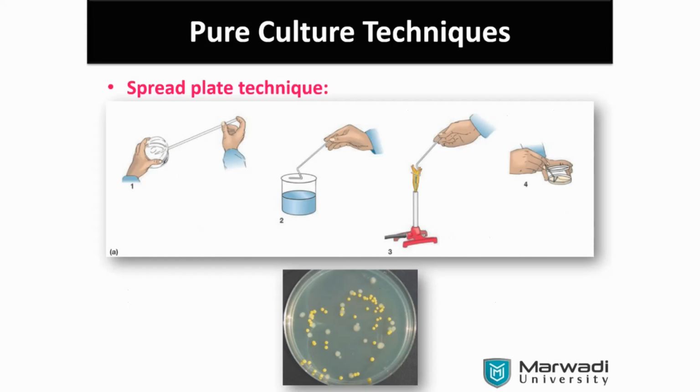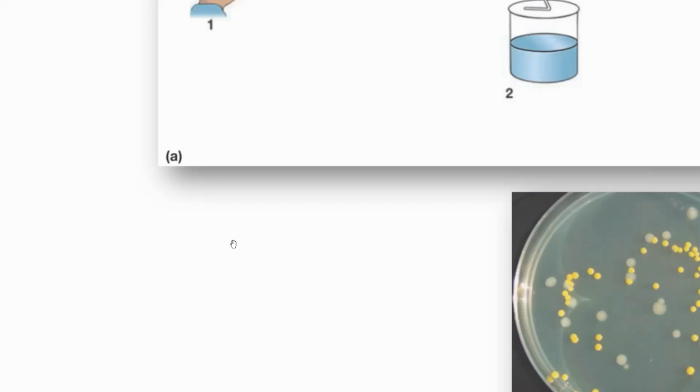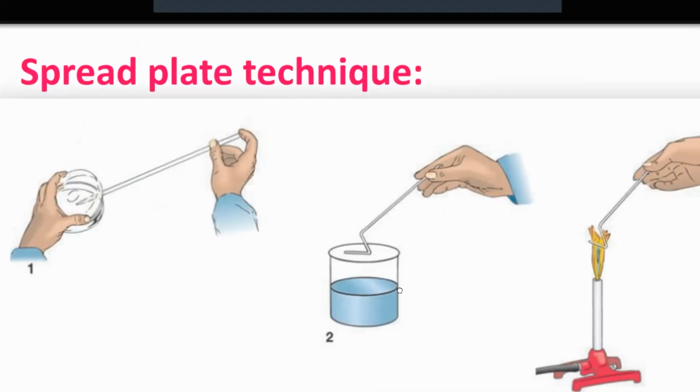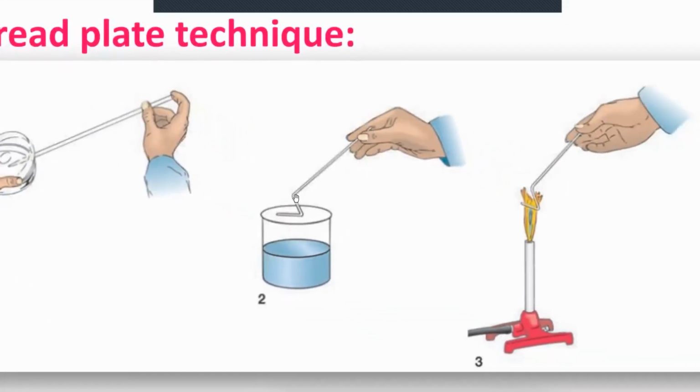Spread plate, what are we going to use? We are going to use the spreader. Here you can see, this one is something called L-shaped, or there are 2 to 3 designs generally available from the market. We are going to purchase it. It is called the spreader.